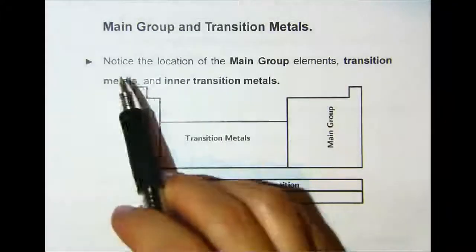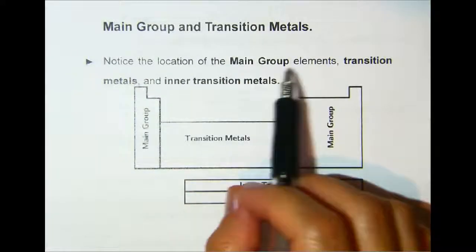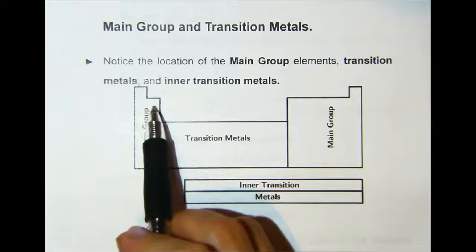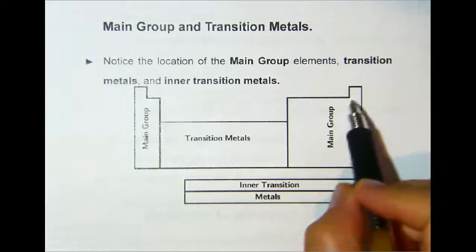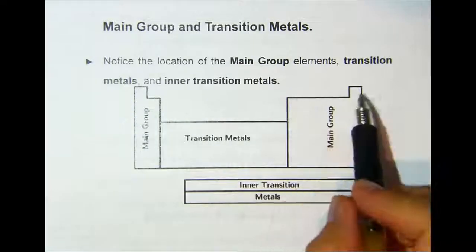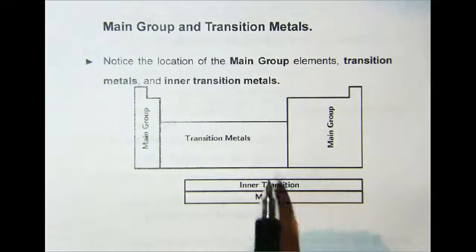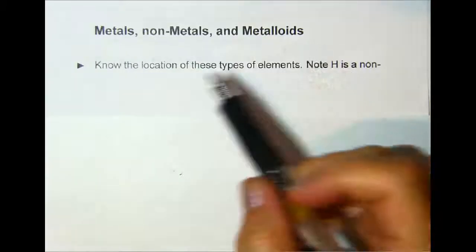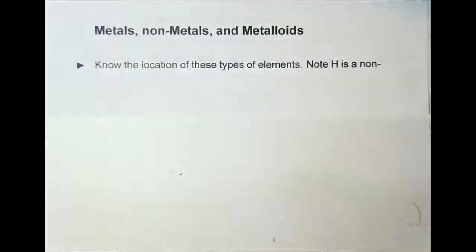Notice the location of the main group elements. They're going to be the first two tall columns on the left, and the last 6 tall columns on the far right. And they're going to make up our 8 main groups. Then we have the transition metals, and down here are the inner transition metals. Metals, nonmetals, and metalloids. You should know the location of these types of elements.